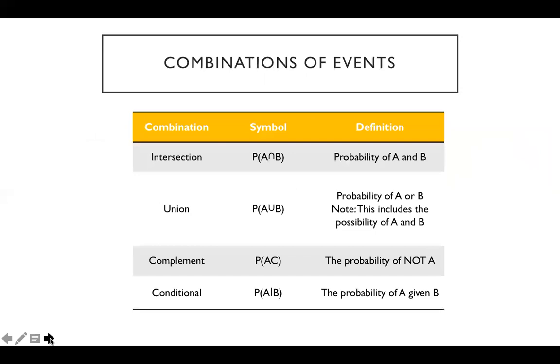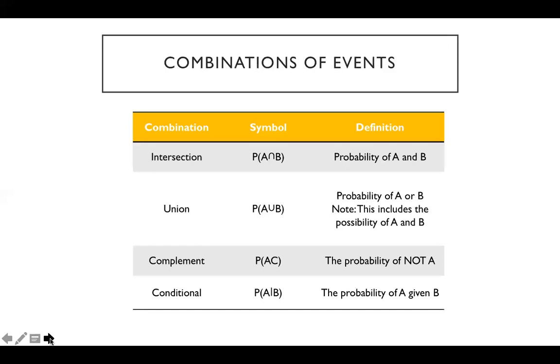And just combination events, these are good things to know for the final exam. So intersection, union, complement, and conditional. Intersection is the probability of A and B occurring, so they must occur. Union is a little similar to intersection, but it has a little tweak to it. It's the probability of A or B occurring. So A can occur, B can occur. If A and B both occur, this is included in the definition of a union.